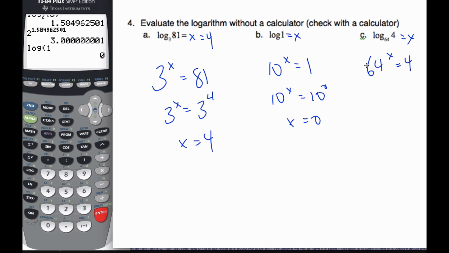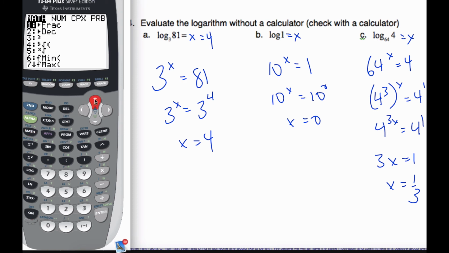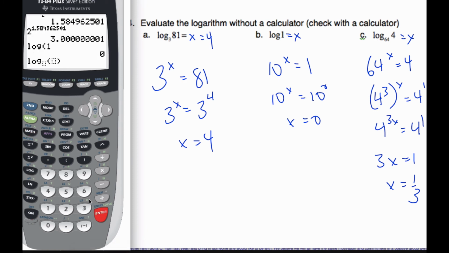And finally, this last one, I'm going to go 64 to the x is equal to 4. Well, I have 4 here. I could take 64 and write it in terms of 4. This is 4 cubed, so 4 to the 3x is equal to 4 to the 1. Well, 3x is equal to 1, and so x is equal to 1/3. And if I try this with my calculator, if I go math, log base, my base is 64, and I want it to 4, and I get 0.333, which is 1/3.